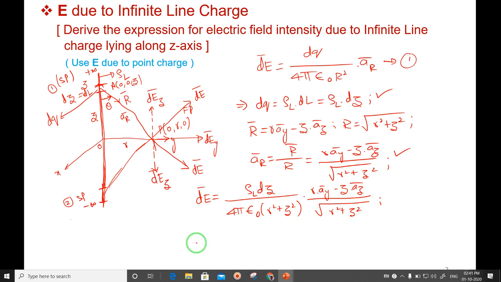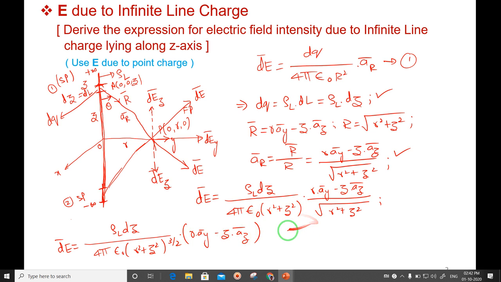Yes, I will rewrite this equation once again. Here dE vector is equal to, see here, r square plus z square whole to the power of 1 is there, and this is r square plus z square whole to the power of half. 1 plus half is 3 by 2. So rho l into dz divided by 4 pi epsilon naught into r square plus z square whole to the power of 3 by 2, and the remaining numerator term is r into ay minus z into az. Yes, this is the equation we got. Call this equation 2, or simply no need to call it, let it be.